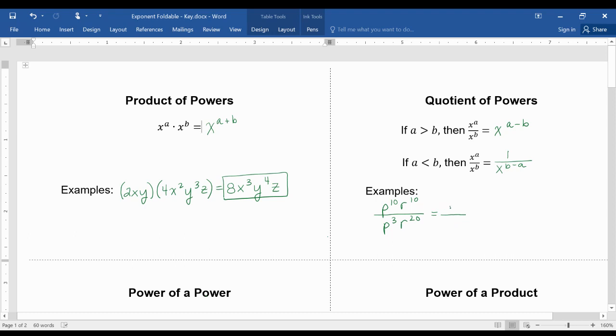There's more p's on top. 10 minus 3 is 7. And there's more r's in the denominator. And 20 minus 10 is 10. And that's fully simplified. And p and r are different bases, so we can't subtract these.